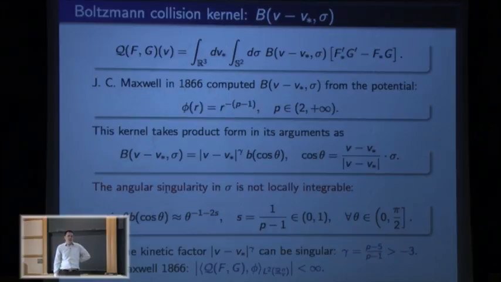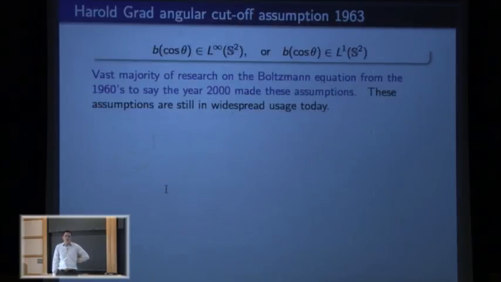So Maxwell made sense of this equation by looking at it in some weak form and saying that there was sufficient cancellation to make sense of the equation. Okay, so that was the situation. And there wasn't an enormous amount of progress on the Boltzmann equation. There was some, and I'll tell you about it later on, until after the 60s, let's say.